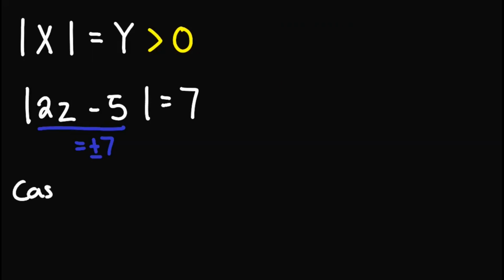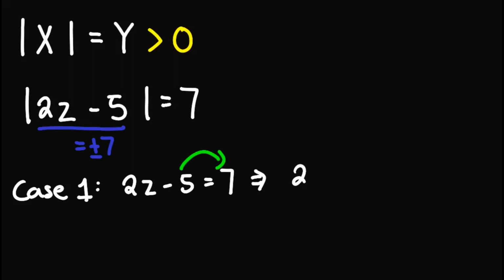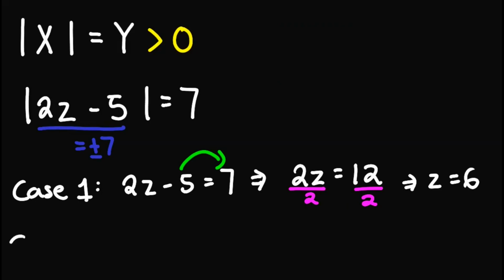So we have case 1, the positive case. So we have 2z minus 5 is equal to 7. Solving this linear equation, we move this negative 5 to the right side to obtain 2z is equal to 7 plus 5 is 12. Then we divide both sides by 2 to obtain z is equal to 6. Case 2. For case 2, we have 2z minus 5 is equal to negative 7.